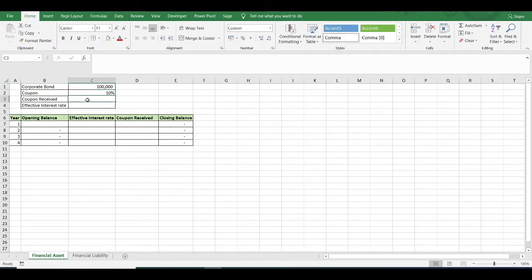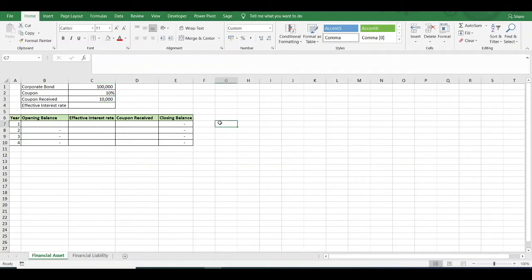bond. So to calculate the coupon that we will receive at the end of each year, it will be the corporate bond par value times the percentage coupon rate, which gives us 10,000. We receive this amount at the end of each year, and the term of the corporate bond is 4 years. So at the end of 4 years, we will get our money back at a premium of 20%. What does that mean? Well, at the end of 4 years, in addition to the coupon payments that we will receive at the end of each year, we'll also receive £120,000, which represents an additional profit for us.